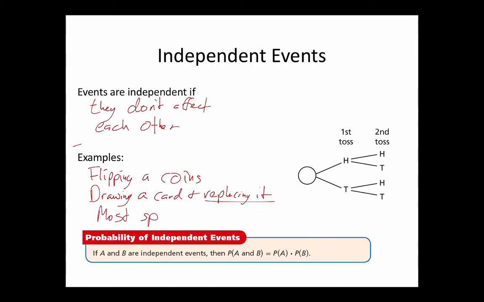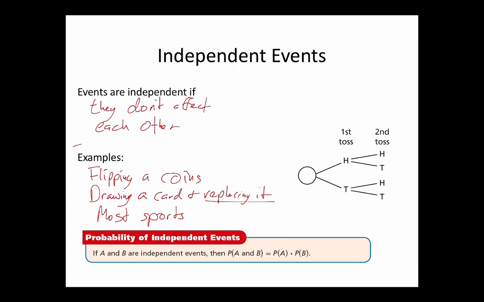Other examples, really most sports. We talked a little bit last section about percentages and probabilities, but every shot that you take in basketball, every at-bat that you take in baseball, they're all independent events. Technically, they don't affect each other. You striking out the last at-bat, other than having a mental effect, isn't going to have much of an effect on your next at-bat.